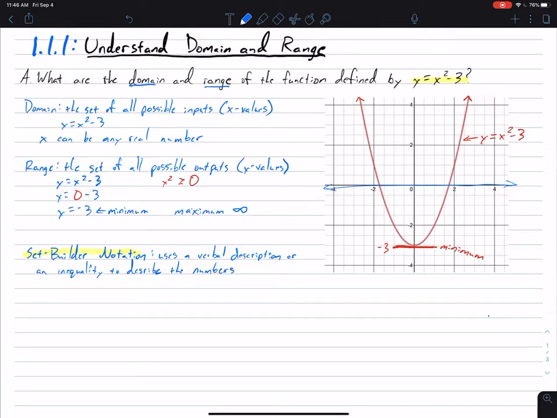So what does that mean? That's a fancy way of saying it. For set builder notation, let's look at domain first. You open with a bracket, and then we say x, and then put one of those bars that looks like the absolute value bars, and then we describe our set. Going back to domain, what do we know about x? We know that x can be any real number. So that's what we're going to say: x is a real number.